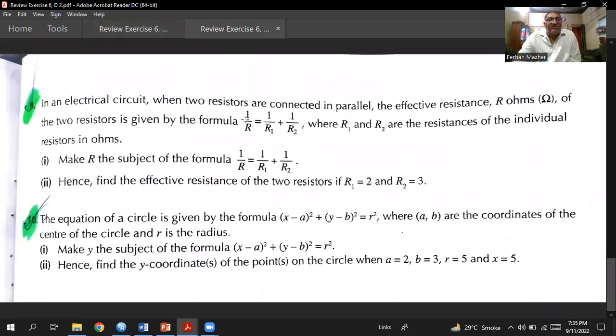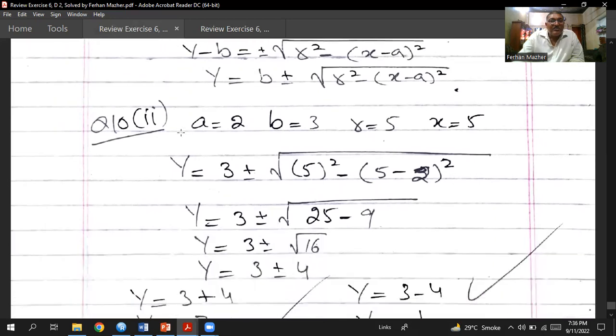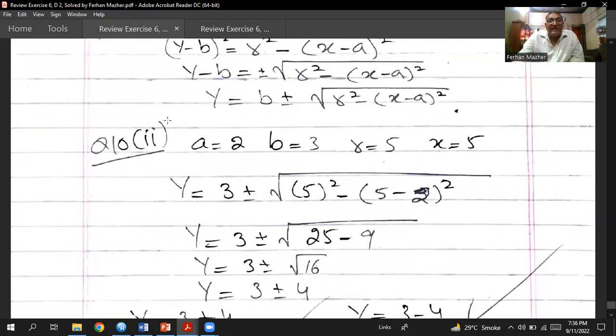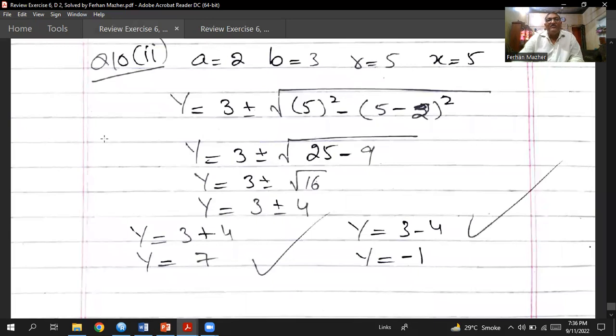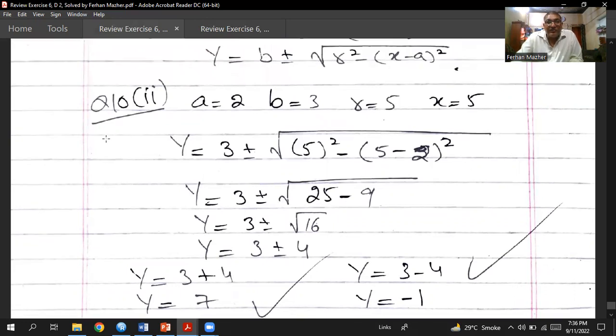Okay, so now the next question. He says, hence find the coordinates y of the points on the circle when a is 2, b is 3, r is 5, and x is 6, x is also 5. So very simple, you already have made y the subject of the formula. Just put these values there. So y is equal to 3 plus minus square root, and this is that formula in which I am putting those values. So under the square root you have 5 square minus bracket 5 minus 2 bracket close whole square.